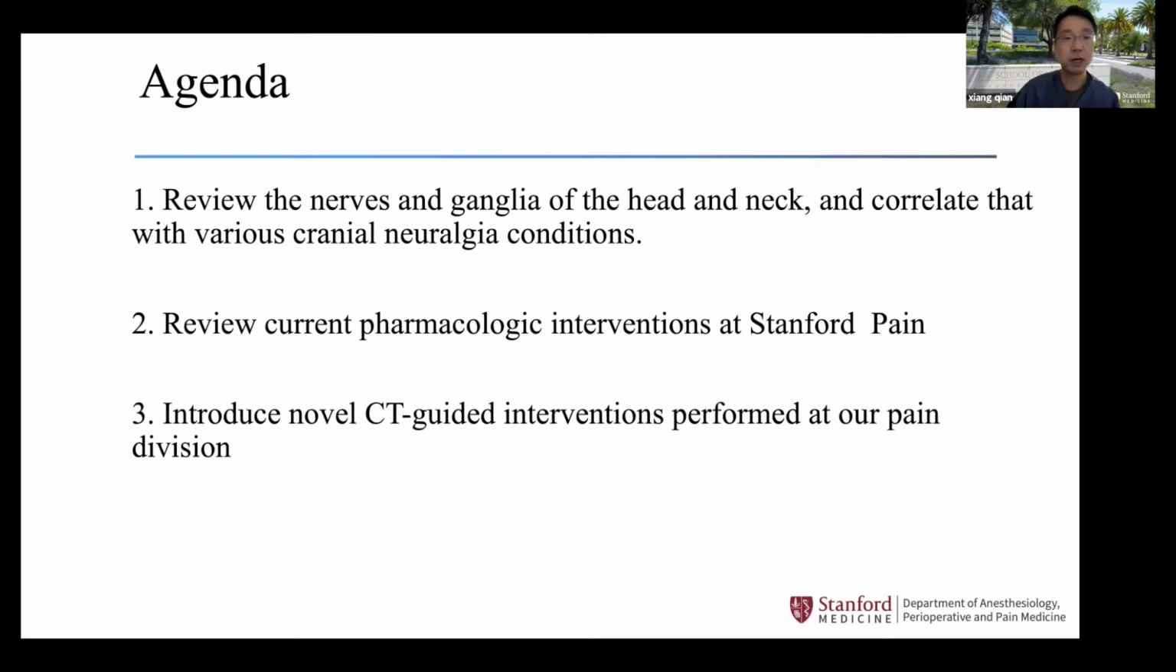In the last part, I will introduce the interventions performed at our pain clinic, in particular the CT guided intervention that I helped develop since 2013.